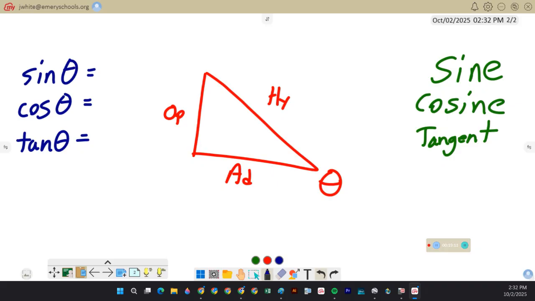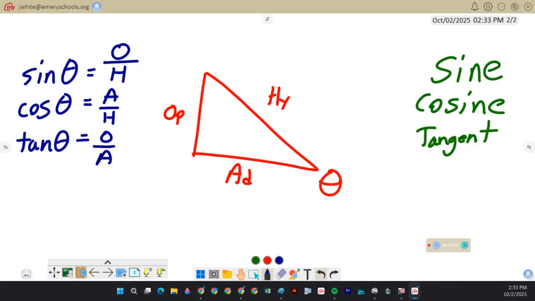Okay, so the sine of theta is choosing the O side and dividing it by the length of the H side. So the sine of theta is O divided by H. The cosine is A over H. And the tangent is O divided by A.